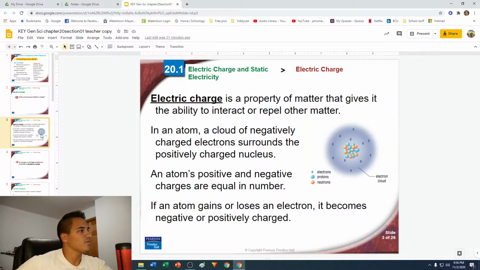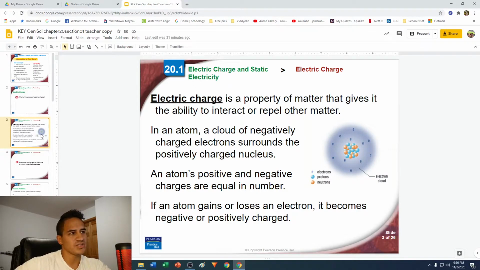Remember that all matter around you is made out of atoms. And in atoms, there are three different types of particles, but two of them have electric charges on them. There are protons, which are positively charged, and there are electrons, which are negatively charged. Then there are also neutrons, but neutrons don't have a charge, so we don't typically talk about neutrons when it comes to charges.